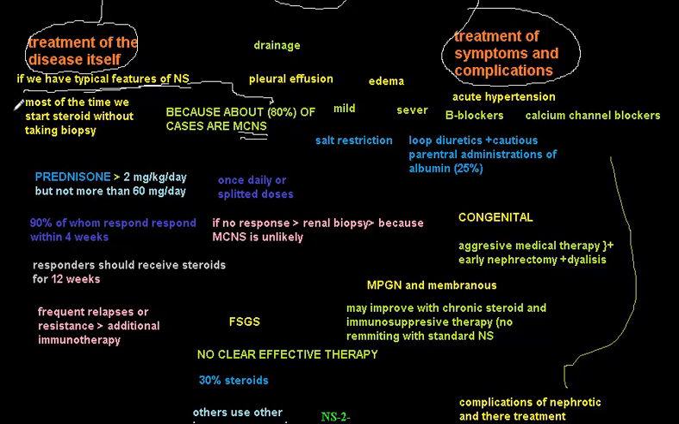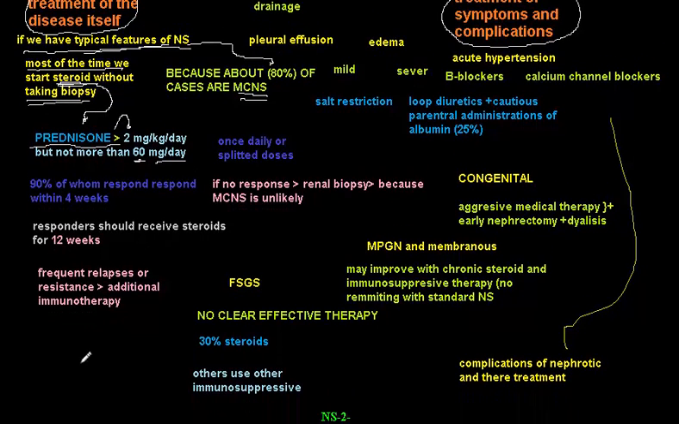Mostly it is minimal change nephrotic syndrome, and if we have minimal change nephrotic syndrome, the treatment is by steroid, even without taking a biopsy. There's no need to take a biopsy if we have a typical presentation of nephrotic syndrome. What is the steroid treatment? We give prednisone at about 2 milligram per kg per day, but do not exceed 60 milligram per day.